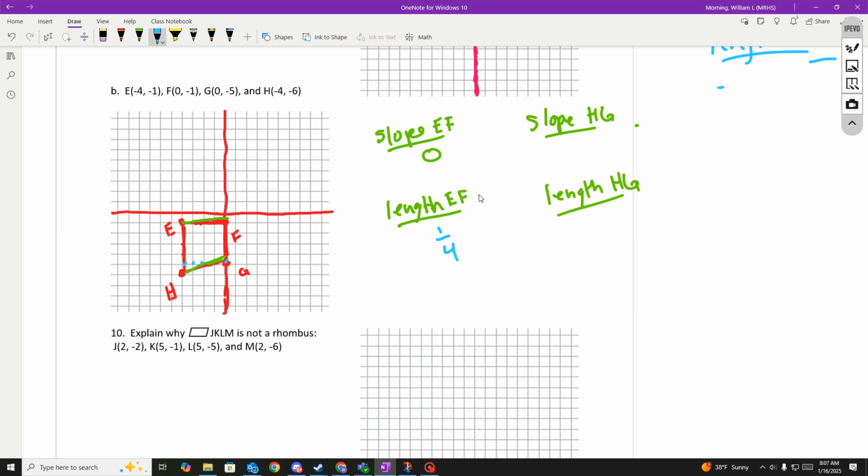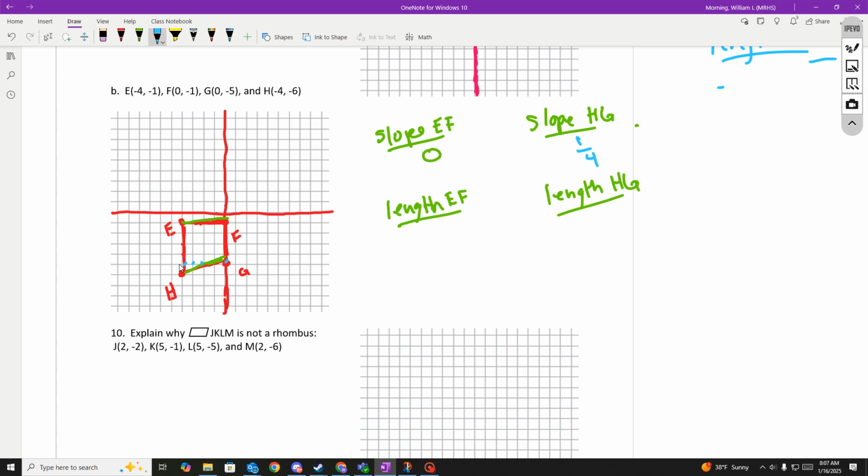The slopes are not the same. Or sorry, my mistake. Let me get rid of this. Sorry, I put it in the wrong place. That's the length of EF. I was doing the slope of HG, so 1 over 4. The slopes are not the same.